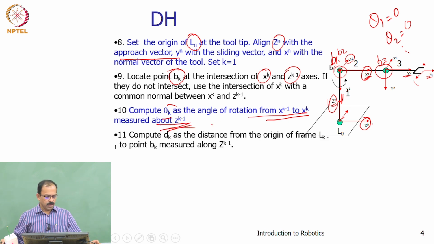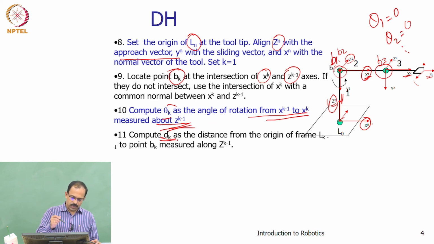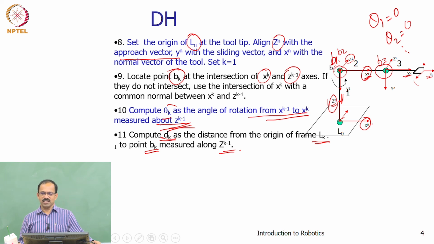Now, dk is the distance from the origin of frame Lk minus 1 to point Bk measured along Zk minus 1. That is the joint distance we will call. So, joint distance is the distance from this frame to this frame. So, L0 to B1 measured along Z0, right? That is d1.